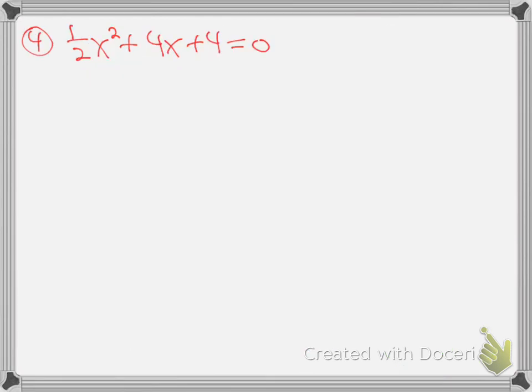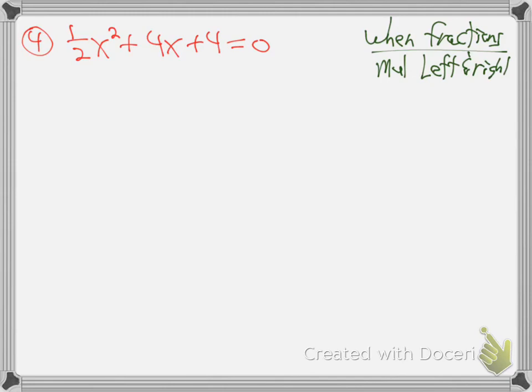Now this one has fractions. When there's fractions, multiply left and right by the common denominator, the LCD. So that's 2. So you're going to multiply by 2, by 2, by 2, by 2, and it'll cancel there. You don't want any fractions. So let's just get rid of that right away.